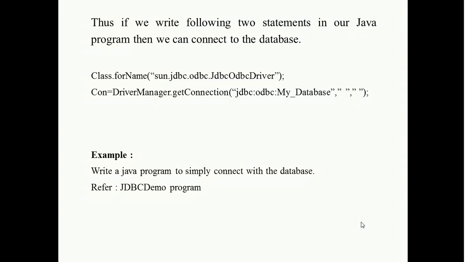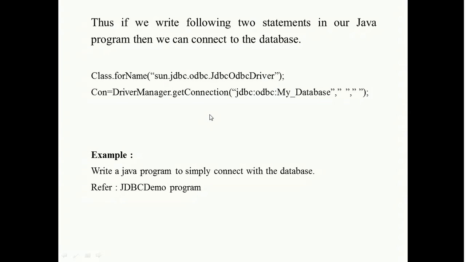If you write the following two statements in our Java program, then we can connect to the database. The syntax is Class.forName("sun.jdbc.odbc.JdbcOdbcDriver"), and con is an object of Connection: Connection con = DriverManager.getConnection("jdbc:odbc:mydatabase", "", ""). Here mydatabase is the name of your database, followed by a blank username and a blank password. So these two statements indicate that we can connect with the database, and your database name is mydatabase.